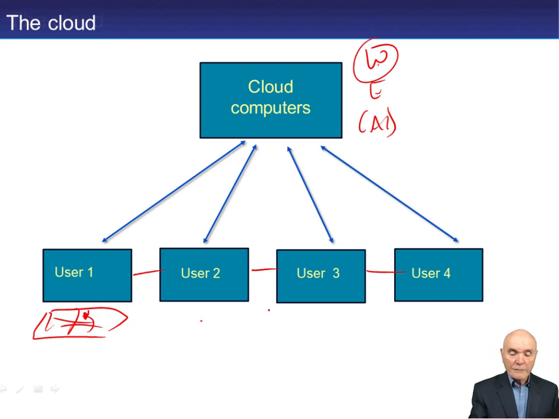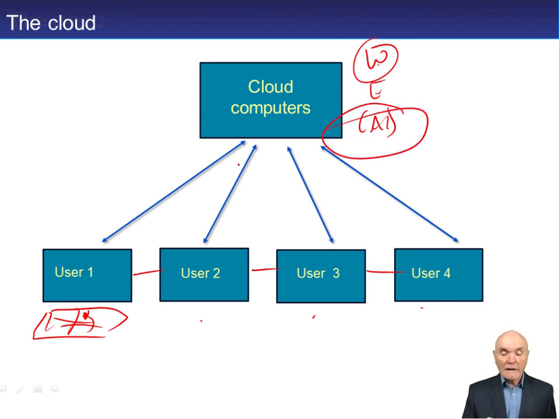So all of these people could be using Word, but there's really only the one copy of Word, and they are all using the processing power of the cloud computers. Now, Word doesn't demand huge processing power, but think of computer-aided design. It does require very fast, powerful computers, and if user 1 wants to use computer-aided design, then the cloud computer will again act as the interface. It's powerful enough to do that.